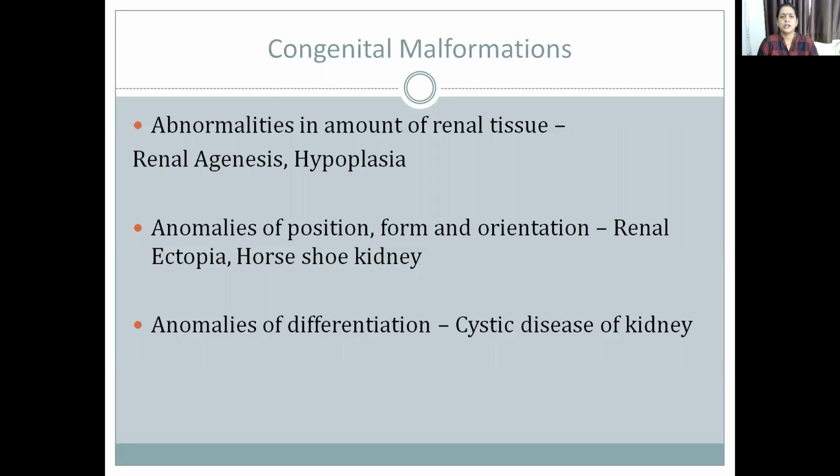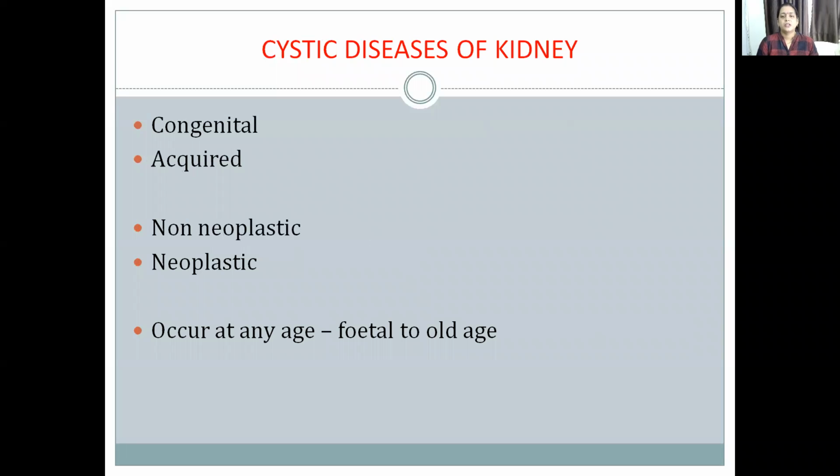Horseshoe kidney. Horseshoe kidney is the one in which the lower poles of the two kidneys are fused. So because of that, there may be a problem with the ureter. Okay, and this horseshoe kidney can be associated with the atretic ureter. Okay, so this is the anomalies of position, form, and orientation. Anomalies of differentiation is cystic disease of the kidney, which we'll talk about in detail. So the cystic disease of kidney can be congenital or acquired. It can be non-neoplastic, neoplastic, and can occur at any age.